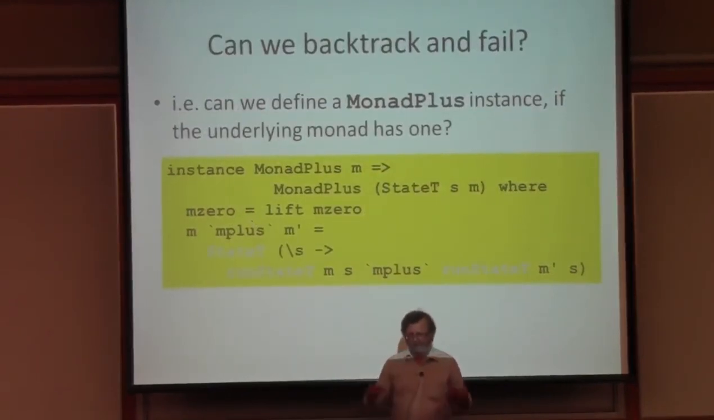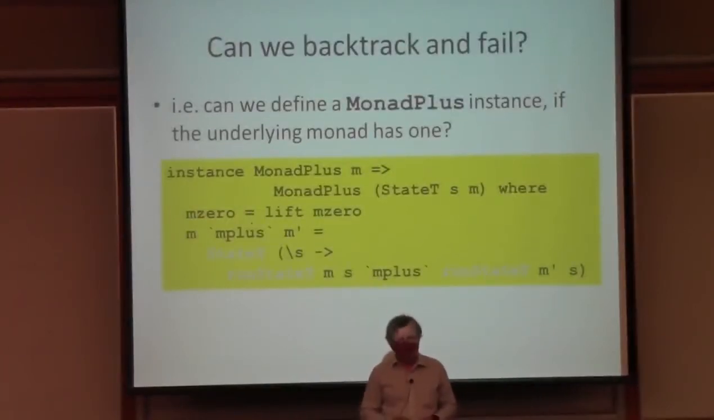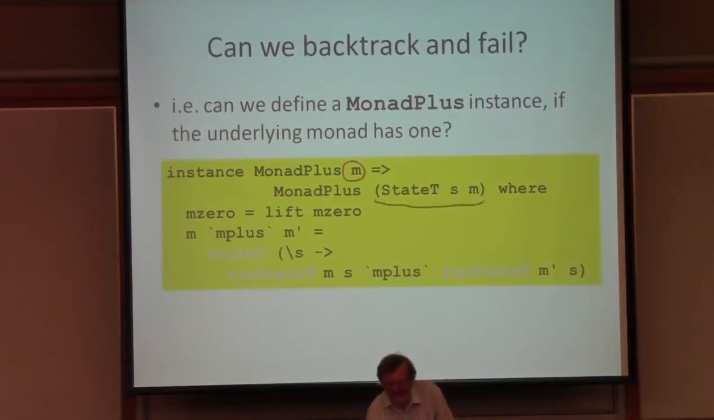This is all very well. Now I've figured out how I can add a state to my list monad, but I also want to be able to backtrack. The list monad is supposed to give me backtracking, but it's now inside the state T. So can I actually write backtracking code using the combined monad now? Well, to do that, I need to write another instance that says that if the underlying monad has the monad plus operations, then I can also implement them for the combined monad.